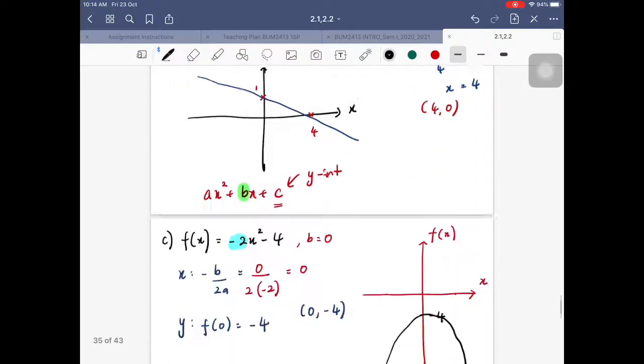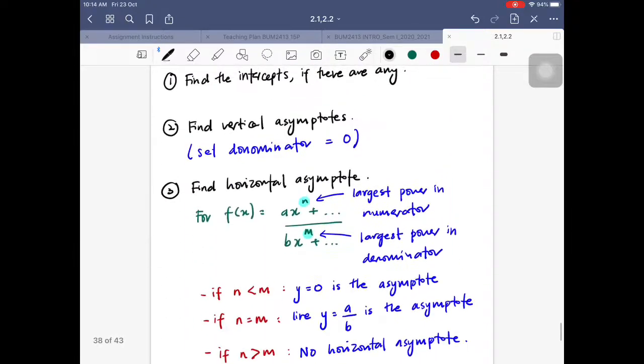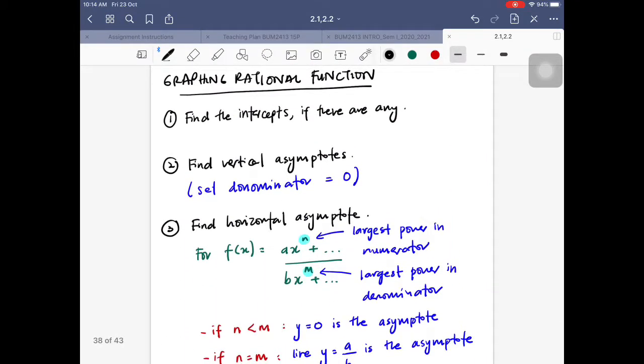For example, G and H, so we're going to be dealing with rational functions. So I'm going to give you sort of like steps here on how do we graph rational functions. So it's going to be easier for you to get the idea of how the graphing is done.